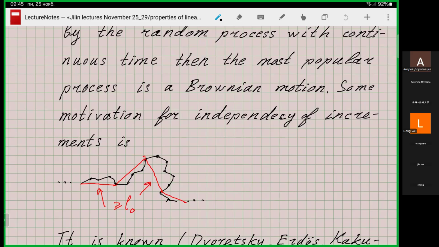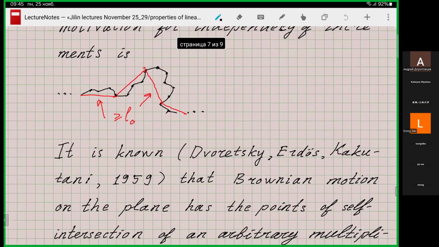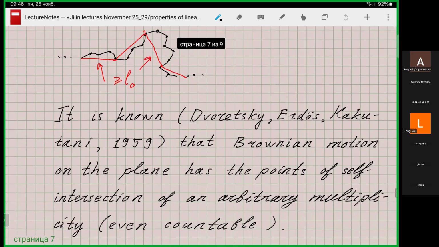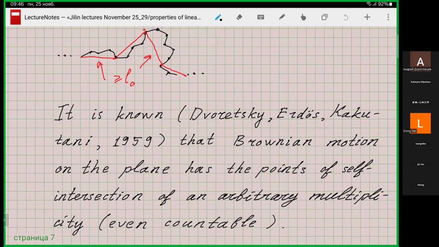But we face the same problem as we have for the planar simple random walk. Namely, it is known from the theorem of Dvoretzky, Erdős, and Kakutani in 1959 that a Brownian motion on the plane has points of self-intersection of arbitrary multiplicity. It is interesting. Arbitrary multiplicity, even countable multiplicity.